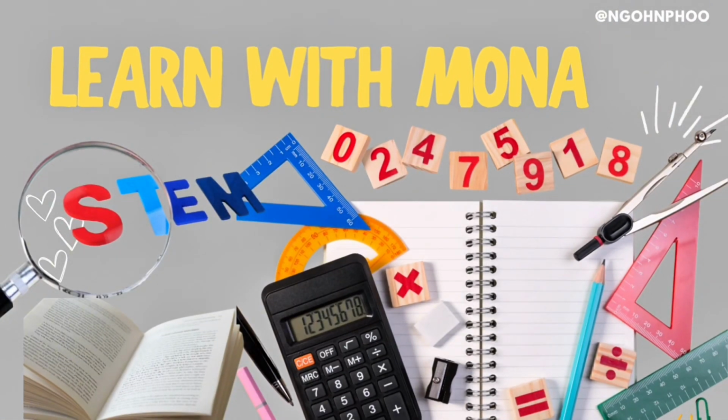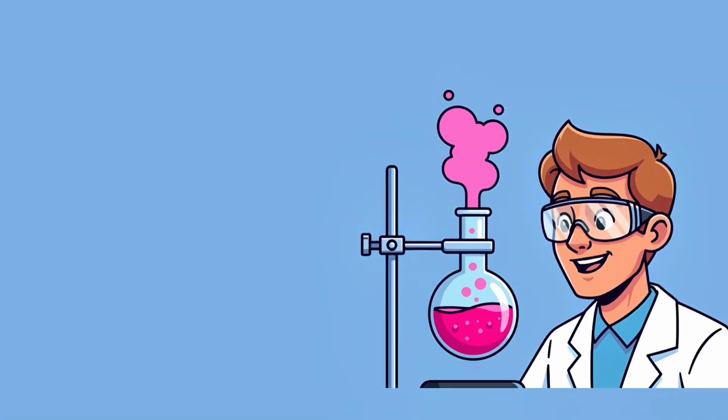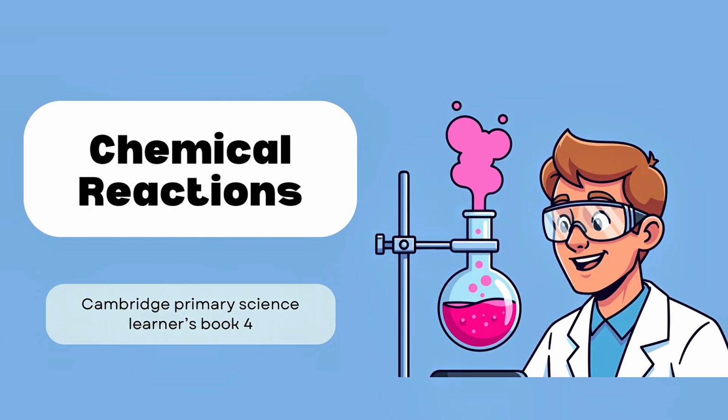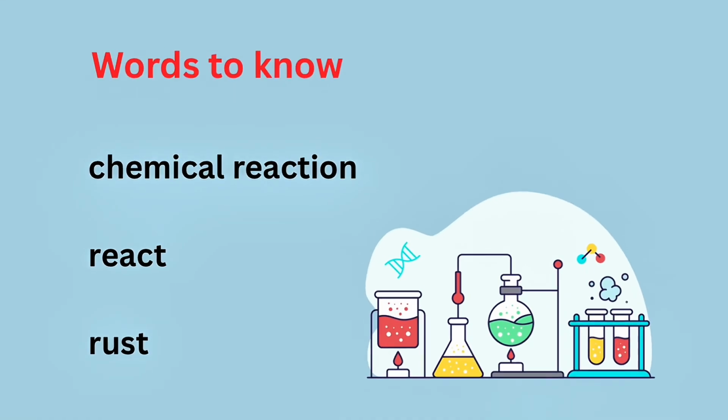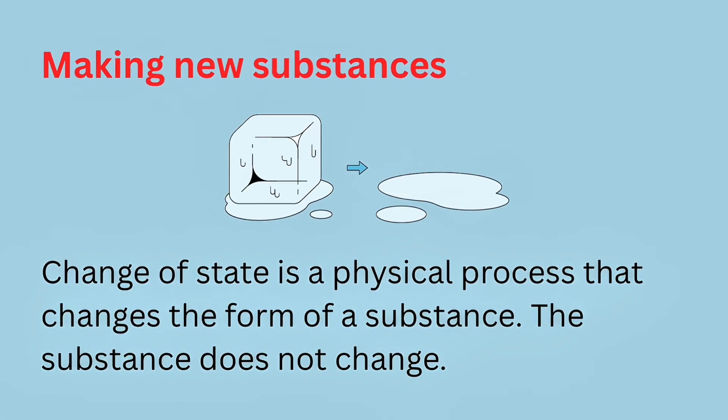Today we are going to learn about chemical reactions from Cambridge Primary Science Learner's Book 4. 3.4 Chemical Reactions. What's to know? Chemical reaction. React. Making new substances.